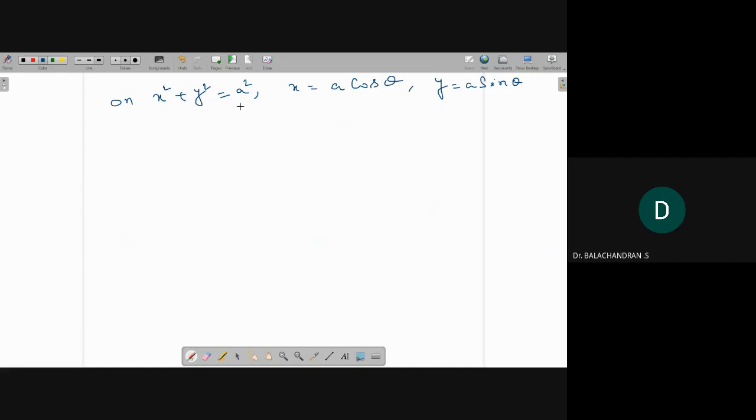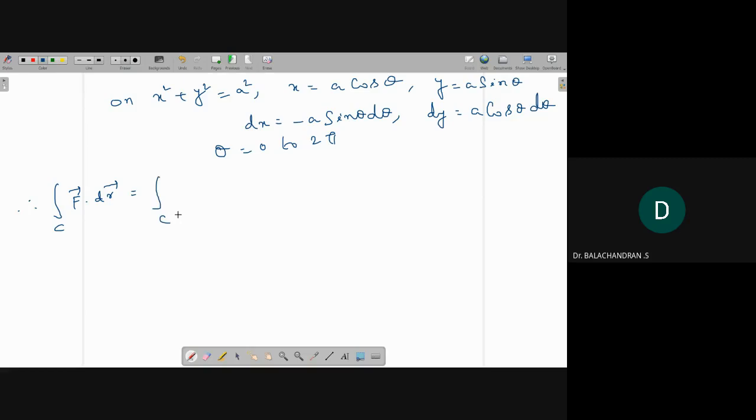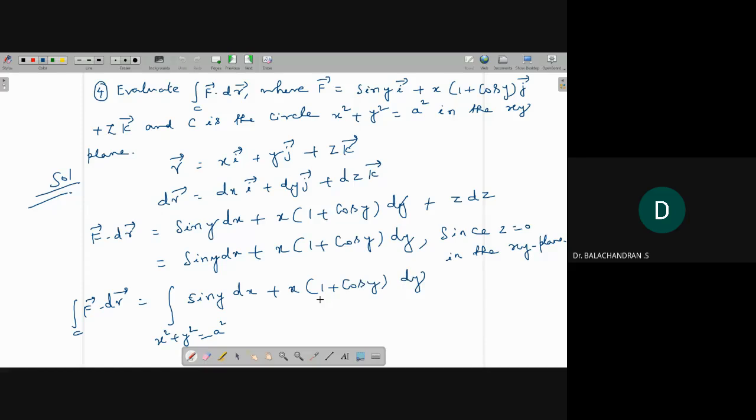And we need dx and dy. dx is equal to minus a sin theta d theta, and dy equal to a cos theta d theta. So theta varies from 0 to 2 pi because it's a circle. So the integral over C of F vector dot dr vector equals the integral over C of sin y into dx plus x into cos y dy. I'll write, just multiply x into cos y dy.